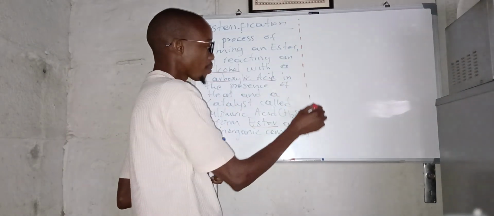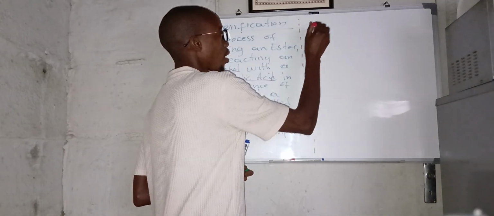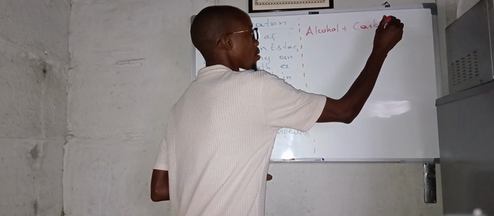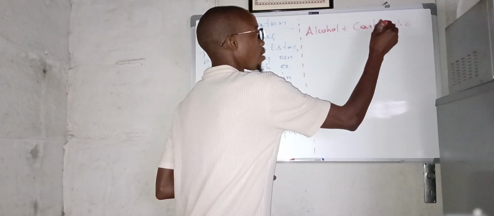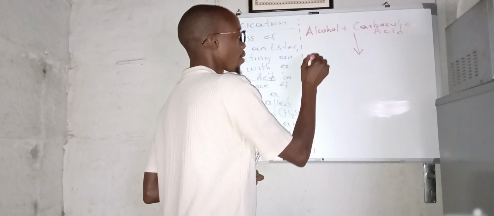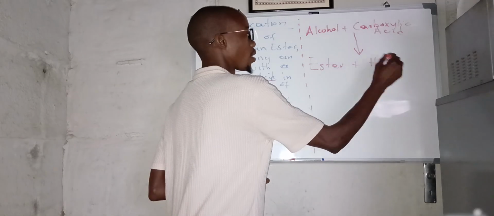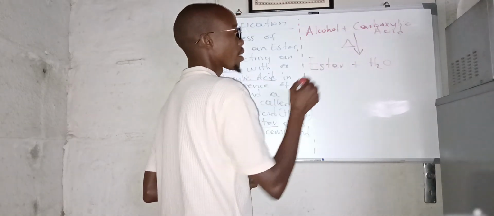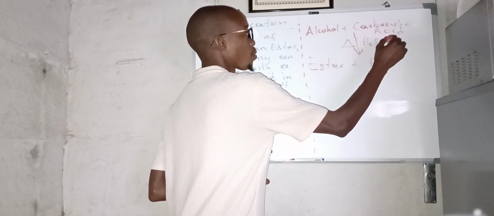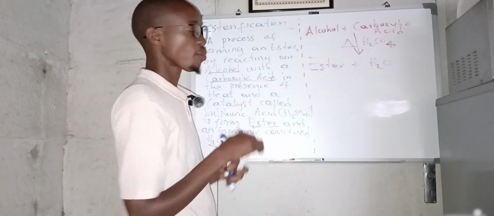If I were to put it in perspective, I can say alcohol plus carboxylic acid. I'm going to put the yield sign going down. We have ester plus water. For the reaction conditions, I'm going to use the enthalpy sign to show heat, and then here I'm going to use H2SO4. This is basically how you're going to show the process of forming an ester.